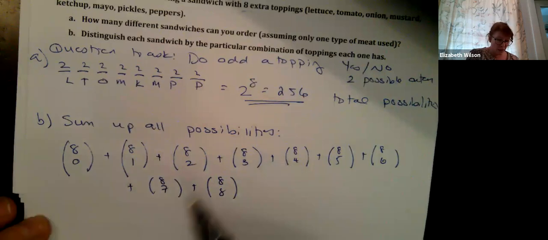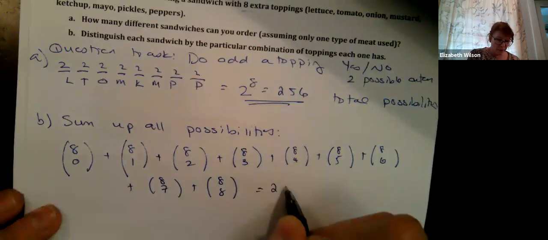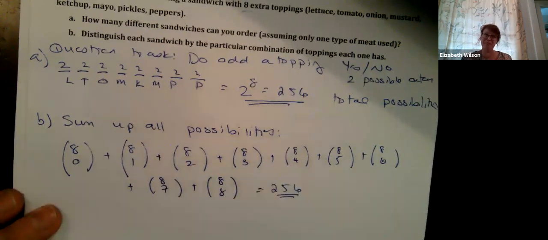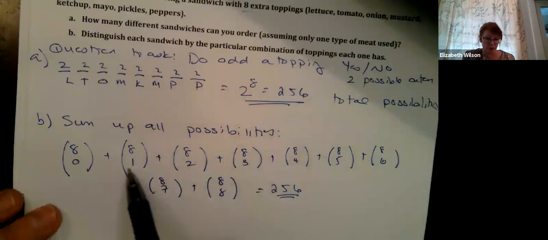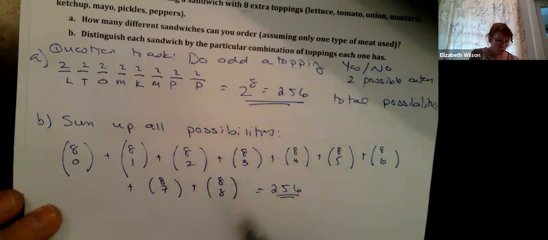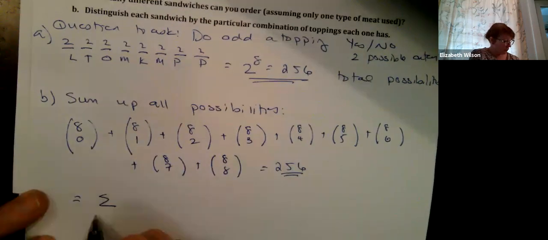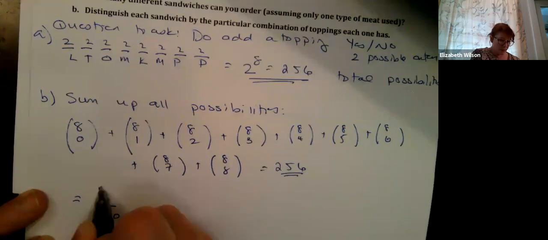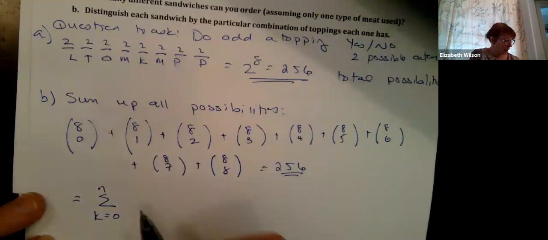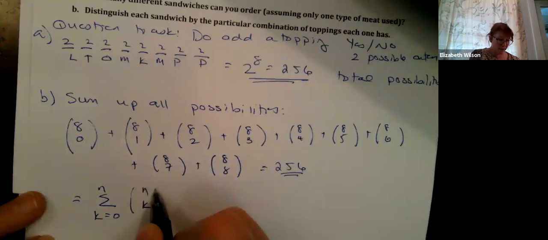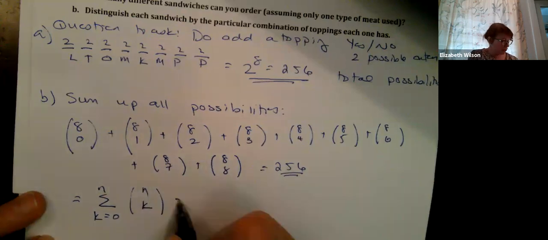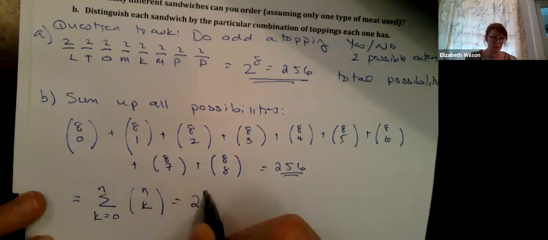And if you go through this, you'll find that you actually have 256 total possibilities as a result of distinguishing each sandwich by its different combinations. Okay, if I'm going to write this out in math, I've got this sum. K starts at 0 to N, of N choose K. And if I only have 2 different possibilities, this ends up as 2 to the N.